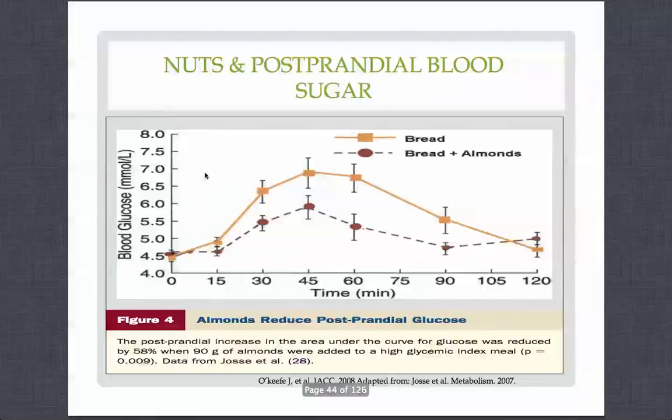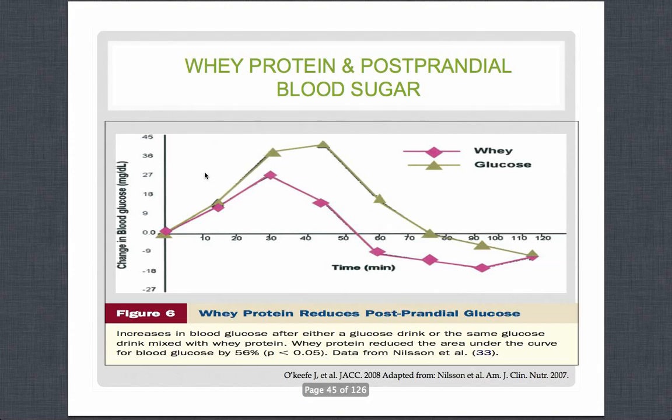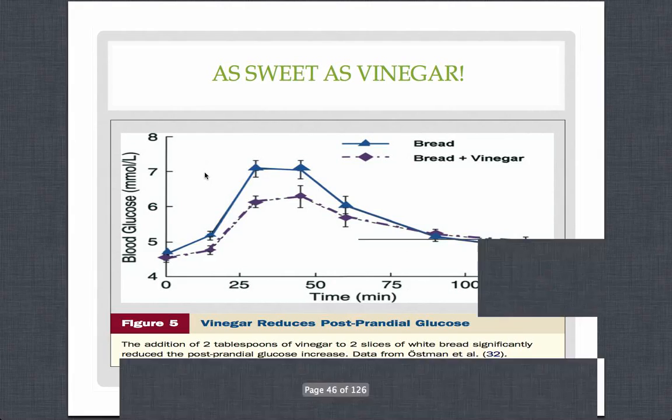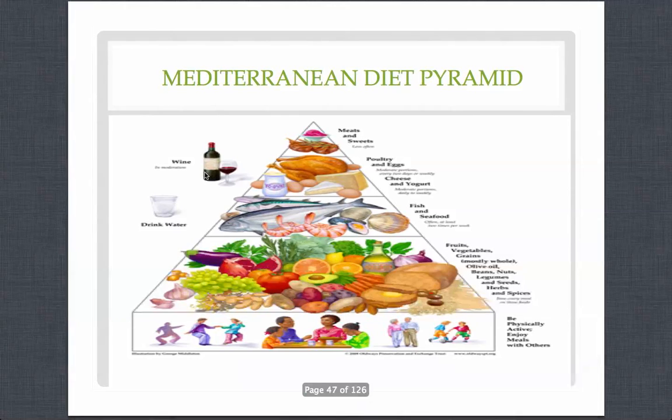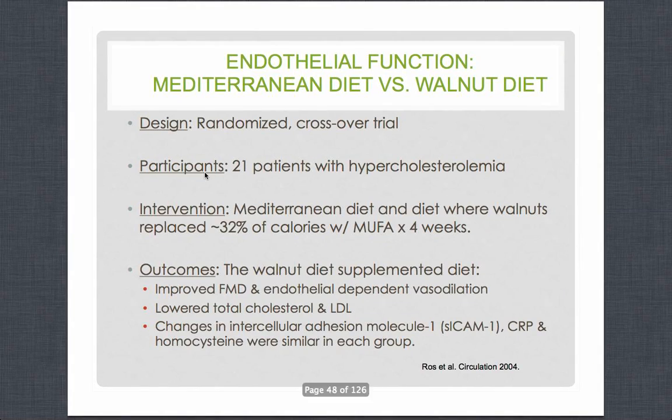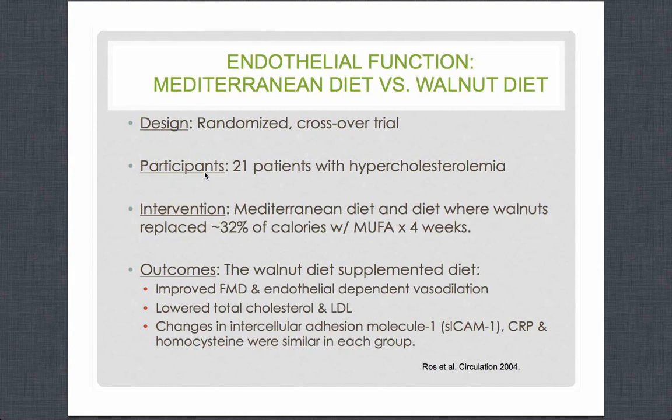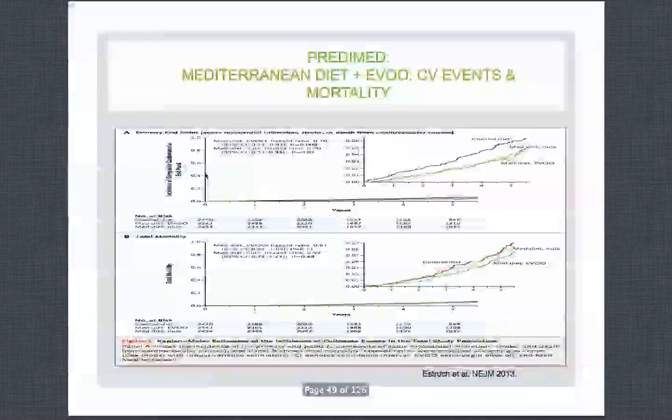So here we go. Of course we've talked about nuts. We've talked about whey protein lowering blood sugar. We talked about vinegar potentially lowering blood sugar. So these are all strategies to reduce blood sugar and therefore reduce endothelial dysfunction, especially in our patients with diabetes. Mediterranean food or diet pyramid. We've talked about this in great detail, so I'm going to skip over these.